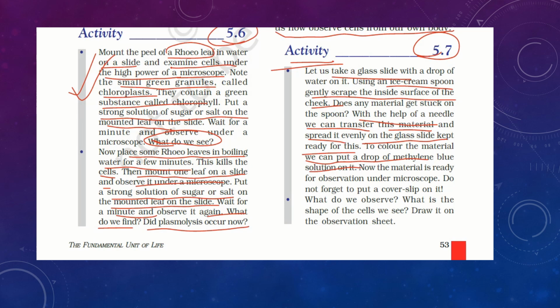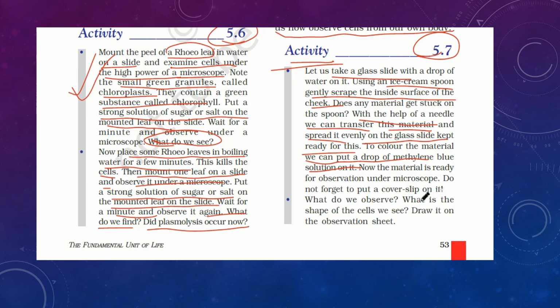So we scrape with an ice cream stick, transfer with a needle onto the glass slide, and put a drop of methylene blue. We should never forget to put a cover slip on it. With the help of a needle, properly place the cover slip so that no air bubble enters, the same procedure as in the previous activity.